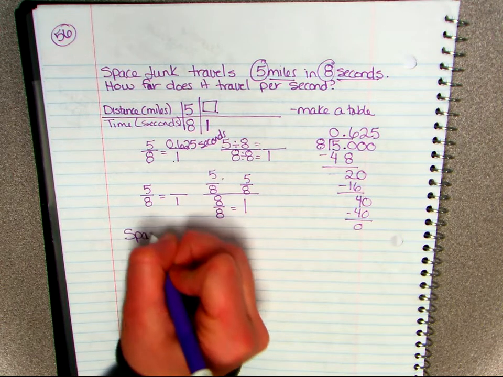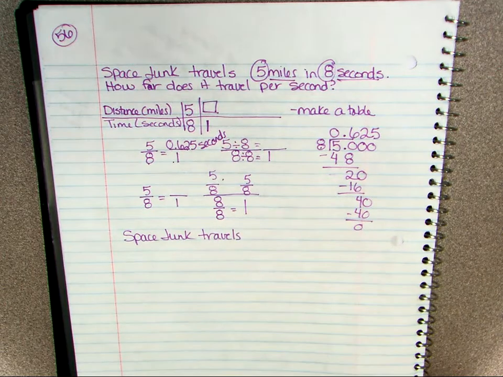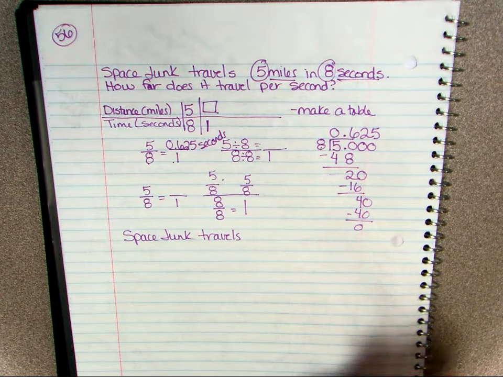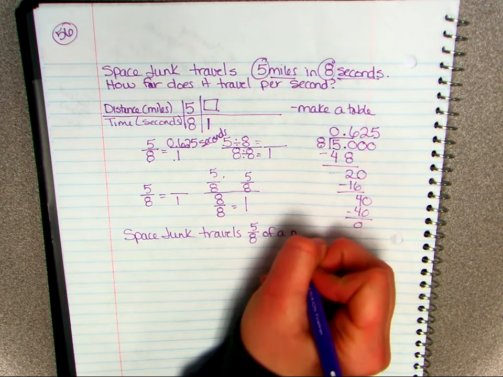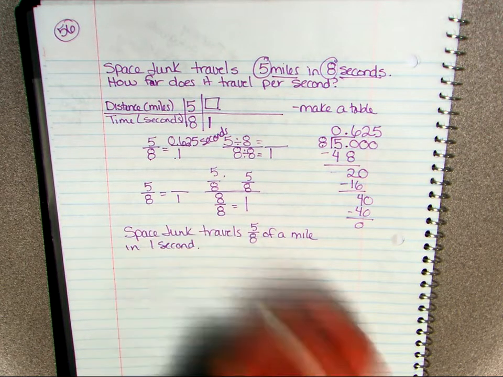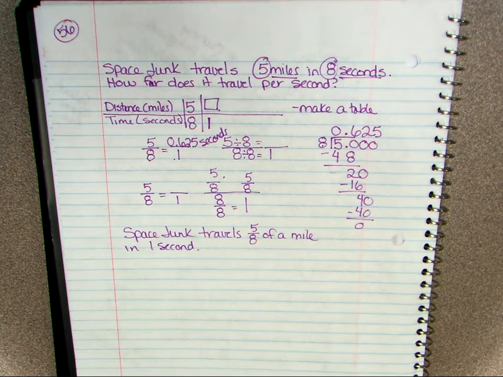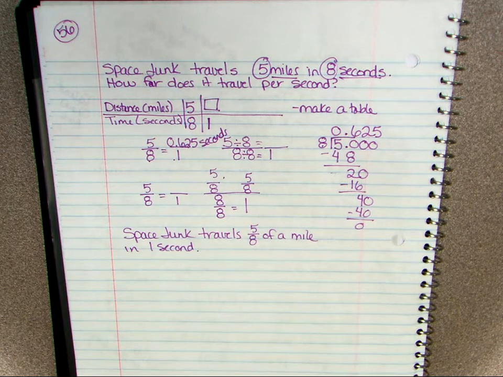So my answer here could be that space junk travels 5/8 of a mile in 1 second. So I can write 5/8 of a mile, or if I wanted to be more exact, I could say 625 thousandths of a mile in a second. Still impressive.